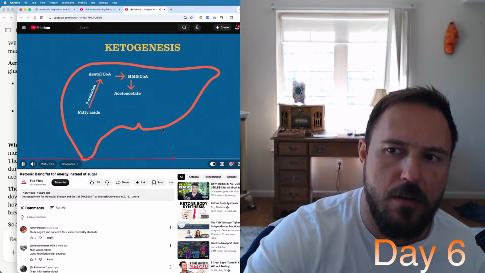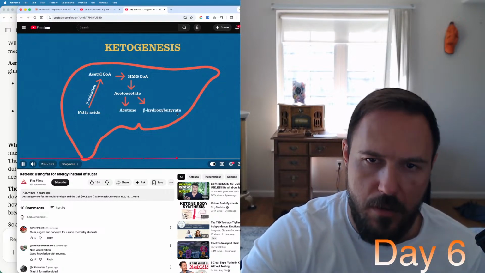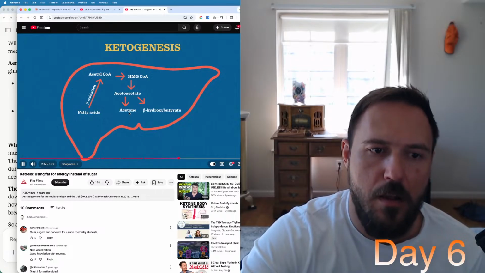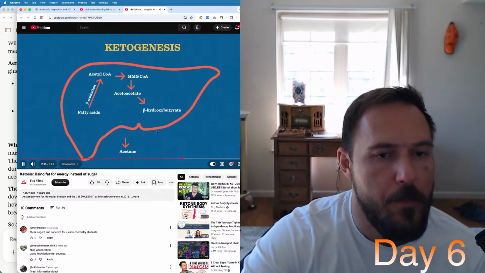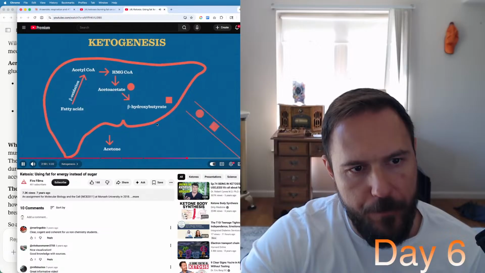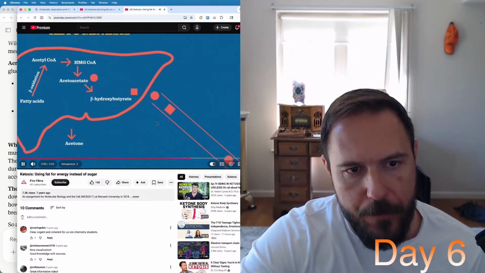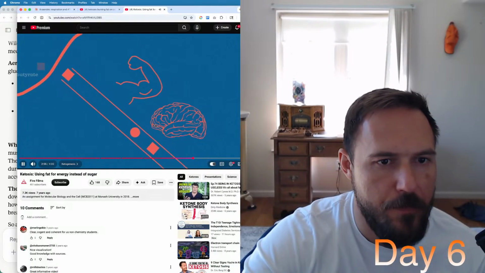Acetoacetate then produces the two other ketone bodies, acetone and beta-hydroxybutyrate. The body cannot metabolize acetone, so it is expelled via the breath. The two remaining ketones, acetoacetate and beta-hydroxybutyrate, then leave the liver and are transported via the blood to other tissues throughout the body, including muscles and the brain.